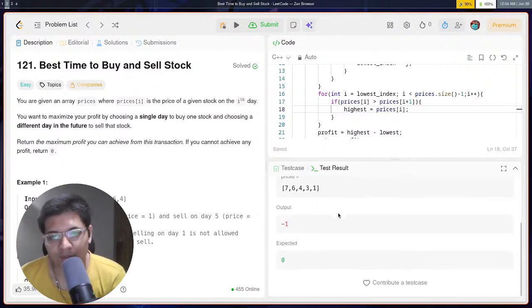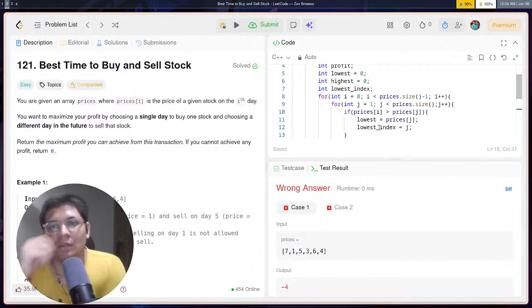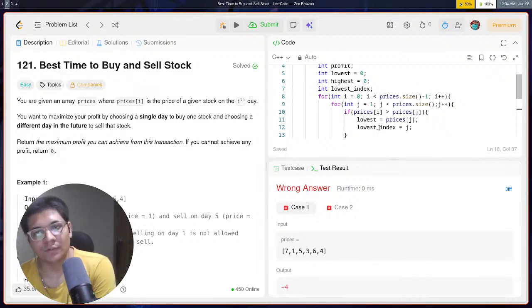-4 and -1. Let's check. For 7, 7 will be compared with 1. As 7 is greater than 1, the lowest will be equal to 1. That's all right. And lowest index will be 1. And we move forward to 1.